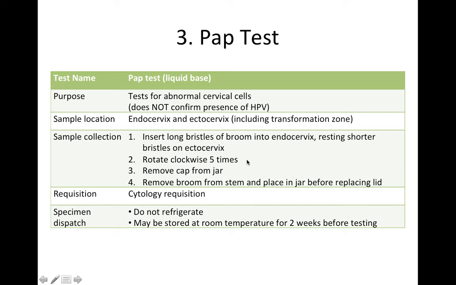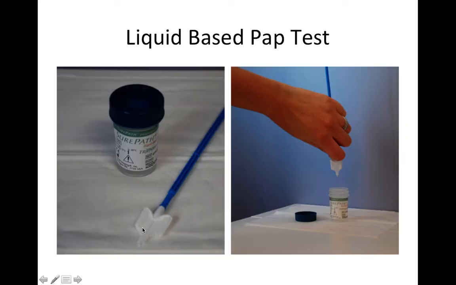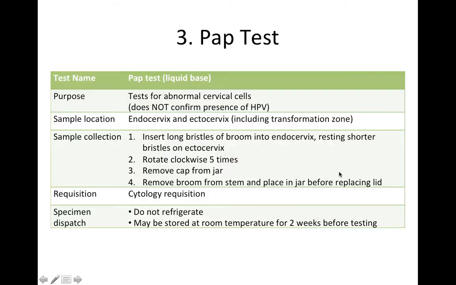And then there's the Pap test. So we can still do PAPs in Ontario. The Pap test looks for abnormal cervical cells, but it does not confirm the presence of HPV, at least not automatically, and we can't test for HPV DNA anymore anyway in Ontario. So it's an endo and ectocervix swab. You'll see the broom is such that it fits both into the canal and onto the face of the cervix.